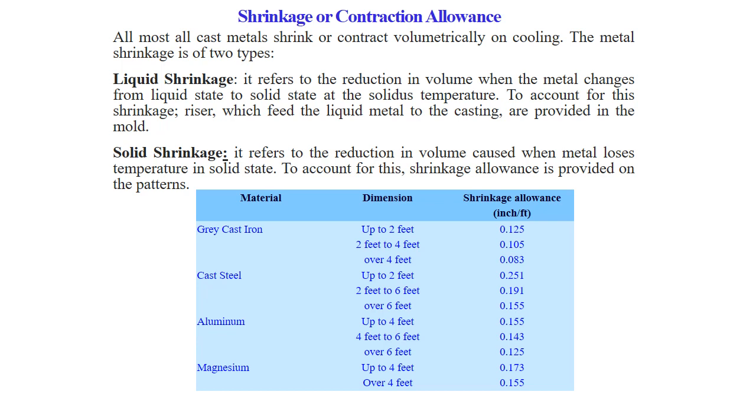Now there are two types. One is liquid shrinkage. It refers to the reduction in volume when the metal changes from liquid state to solid state, and that is at the solidus temperature.